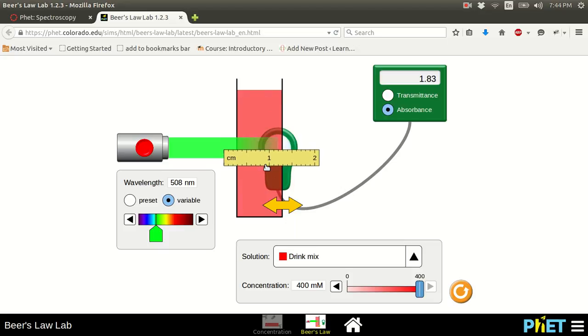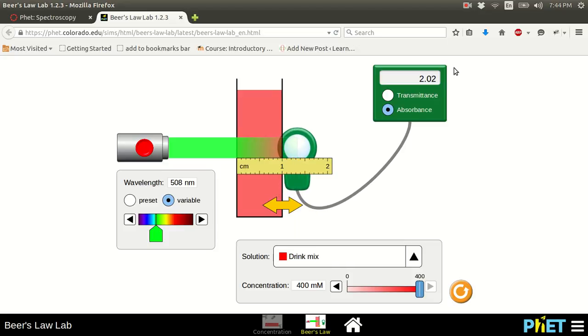Let me make the path length exactly half a centimeter. So I'm going to cut that path length from 1, where the absorbance was 2, to a half. Right there. You see that? A half. Ooh, look, 1. Aha! So if I cut the path length in half, I also cut the absorbance in half.